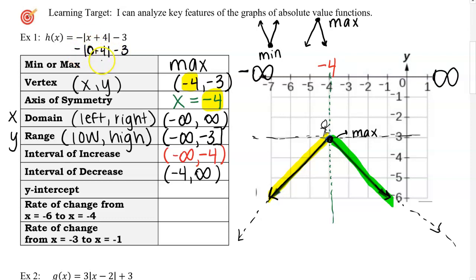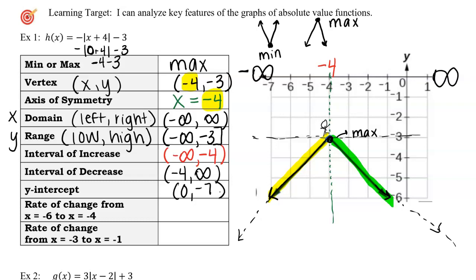So I would do 0 plus 4 is 4. Since it's the absolute value of 4, I'm going to keep it positive, but the negative on the outside turns it back to a -4. And then I subtract 3 to get -7. So if you don't have a y-intercept that you can clearly see on the graph, you need to substitute 0 in for x to figure out what the y-intercept is.